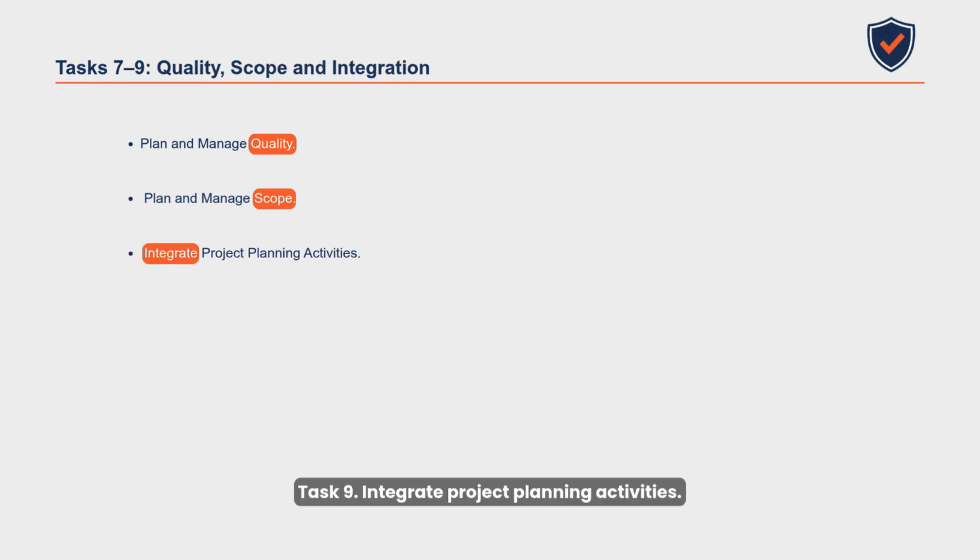Task 9. Integrate project planning activities. The PM integrates all planning outputs, scope, schedule, cost, quality, risk, communications, into a coherent project management plan. No plan element exists in isolation.